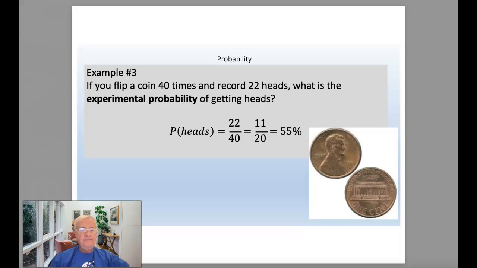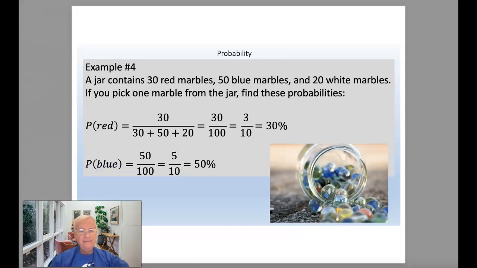Example 3. You flip a coin 40 times and you record 22 heads. What's the experimental probability of getting heads? We know the theoretical probability of getting heads might be 50%, 50-50. But what's our experimental probability based on our results, based on the trials? 22 over 40, that's 11 over 20, that's 55%. I guess it is 55 exactly.